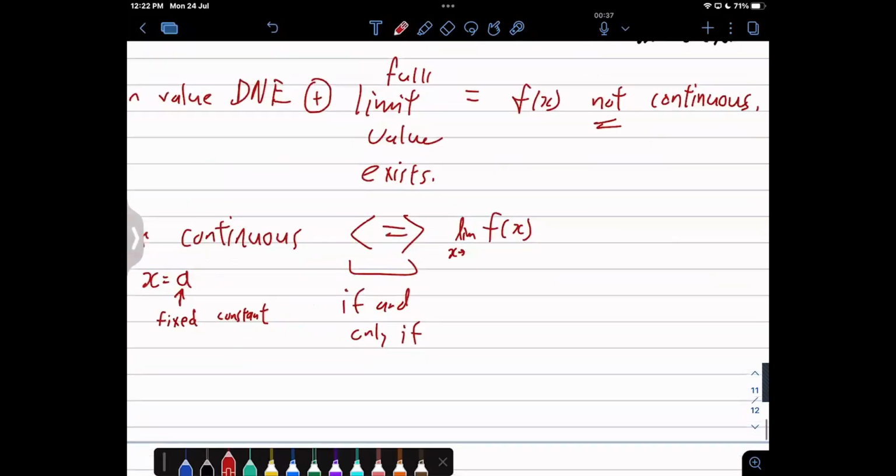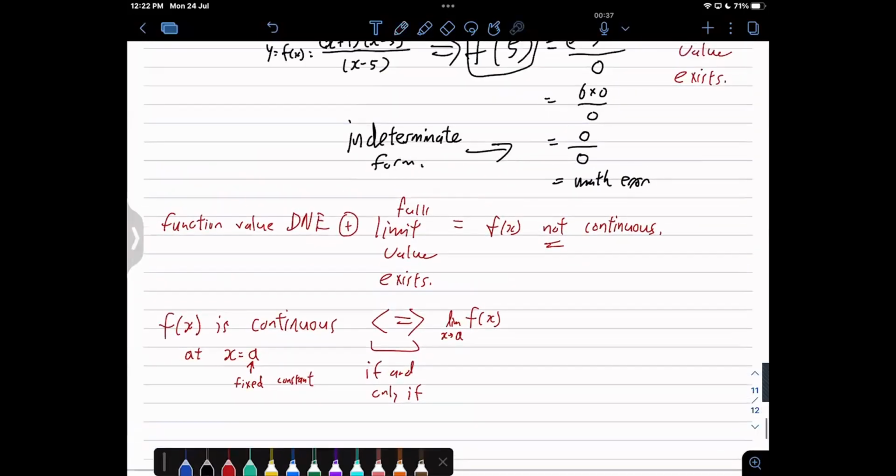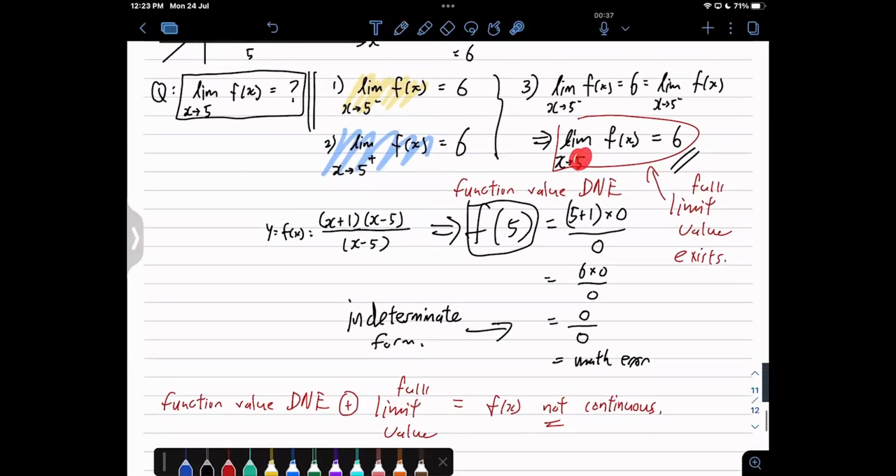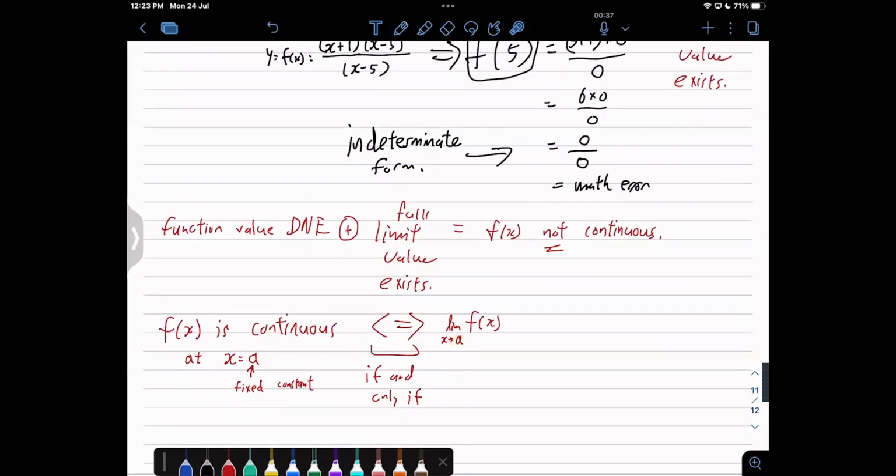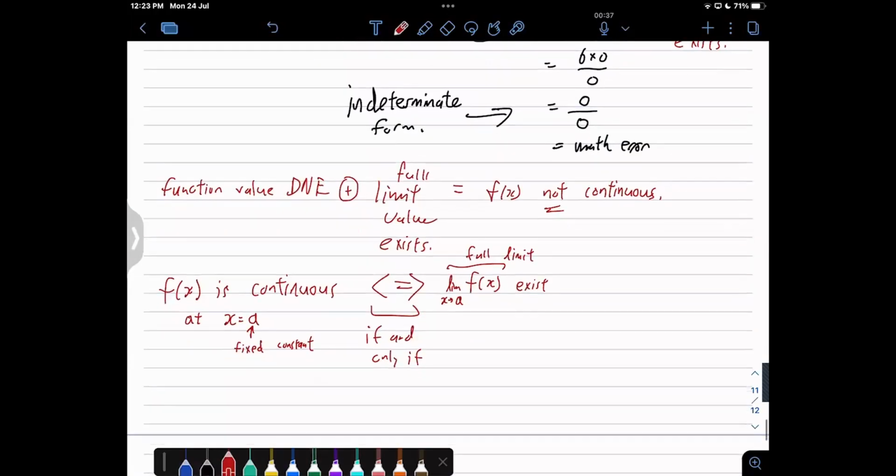If and only if the limit of f of x as x approaches a, just now we saw 5, right? Limit as x approaches 5, I just changed the 5 into a. Is that okay? Just some number. Exists, the full limit. This is called the full limit. Not the left limit, not the right limit, but the full limit exists. Singular, so I should put s. And logical and at the same time, you have the function value f of a also exists. This is what we call the function value. Okay, I better label it function value.